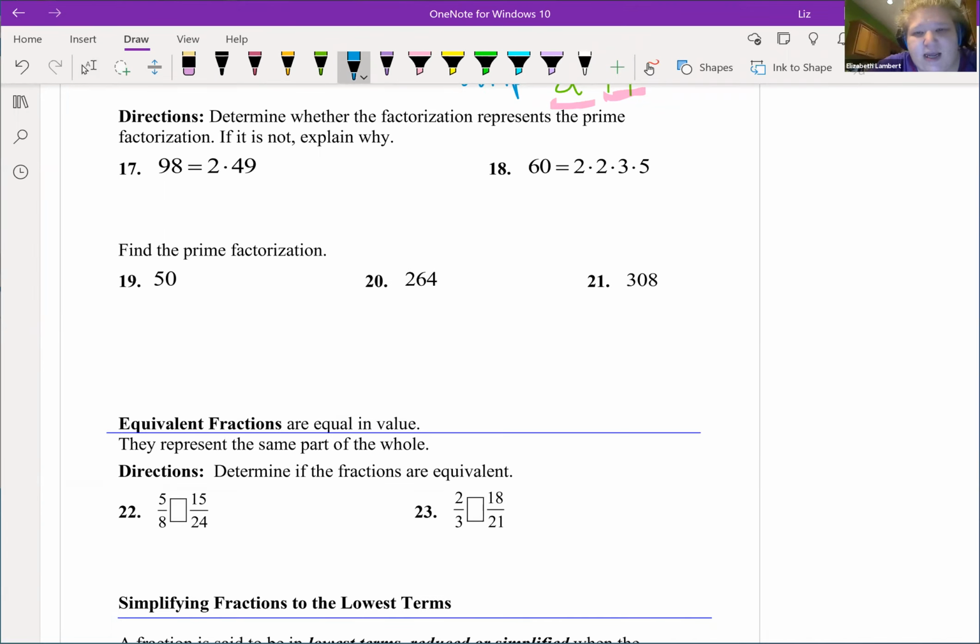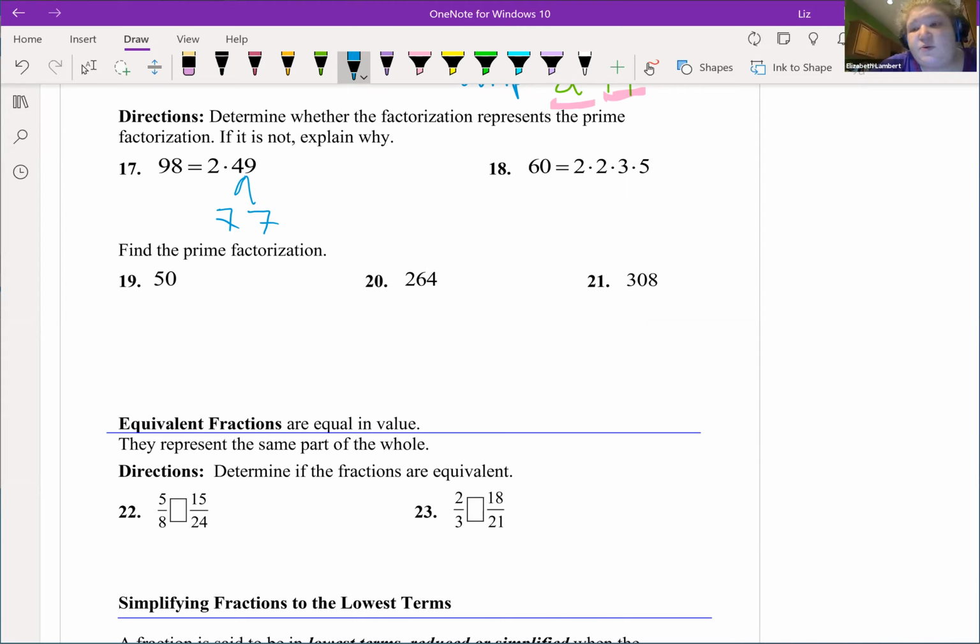So 2 times 49, is that a prime factorization? There is only one way to decompose a composite number into primes. So is that the prime factorization? 2 is prime. Is 49 prime? Well, it's not divisible by 2 or 3, so no 4 or 5, so no 6, 7. Hopefully you remember your squares. 49 is 7 times 7. 7 is a prime number. 49 is not a prime number.